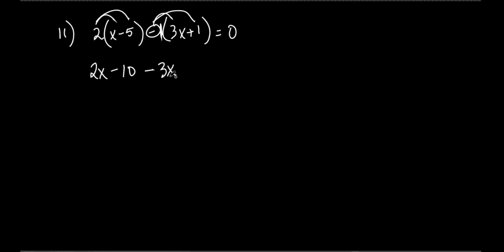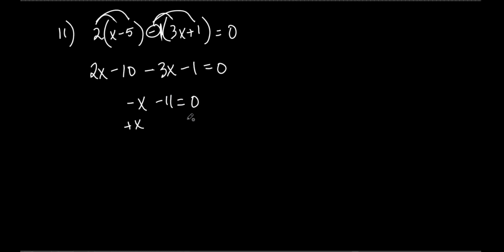So negative 1 times 3x is negative 3x, and here's where some of you went wrong. Negative 1 times positive 1 is a negative 1. Some of you put a plus 1 right there. You forgot to distribute the negative. All right, let's keep going. I got 2x minus 3x, which is negative x, and then negative 10 minus 1, which is negative 11. And that equals 0. You could do this a couple ways. If you want to keep the x positive, just move the x over here, and then you're done, basically.